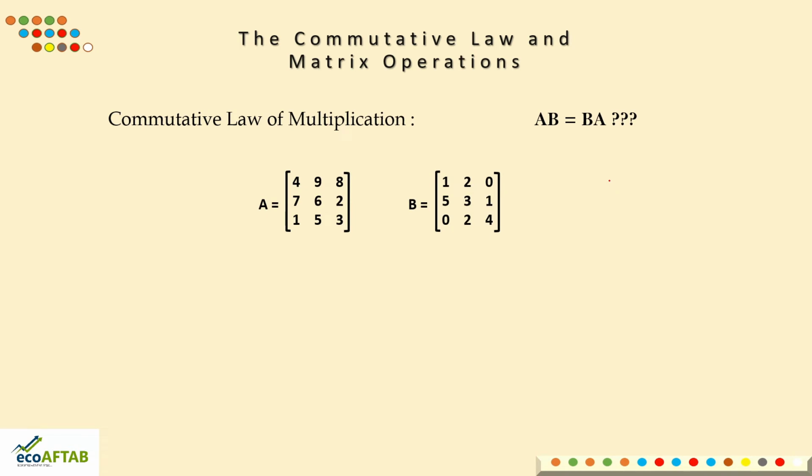We have the A matrix with the elements 4, 9, 8, 7, 6, 2, 1, 5, 3, and similarly we have matrix B. The first thing that we need to see is the dimensions of the matrices.